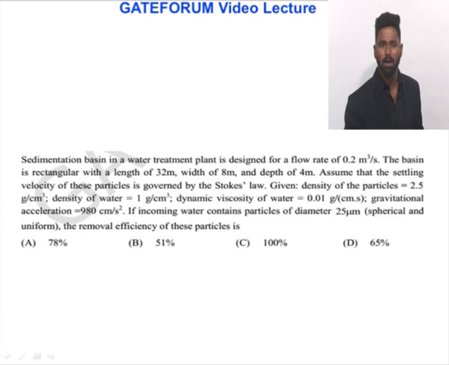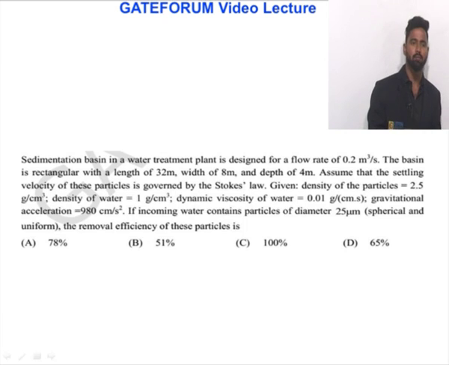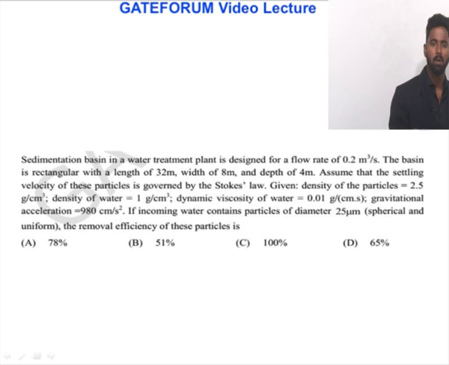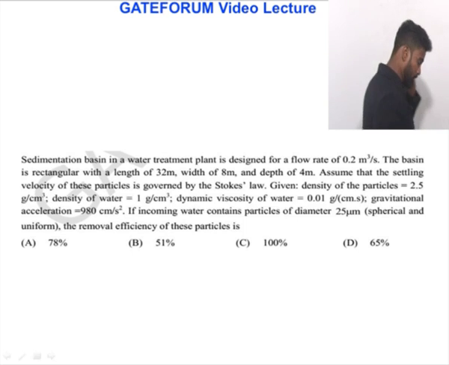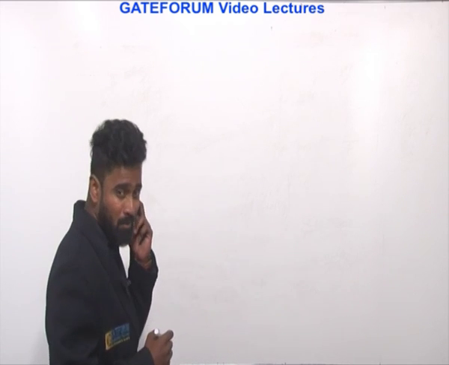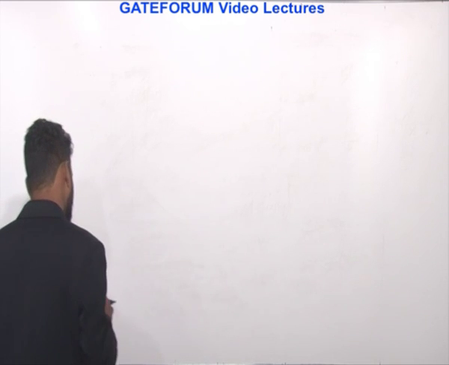given density of particles is equal to 2.5 gram per centimeter cube, density of water is 1 gram per centimeter cube, and dynamic viscosity of water is equal to 0.01 gram per centimeter second. Gravitational acceleration is 980 centimeters per second square. If incoming water contains particles of diameter 25 micrometers, the removal efficiency of these particles is? Options are 78%, 51%, 100%, 65%.